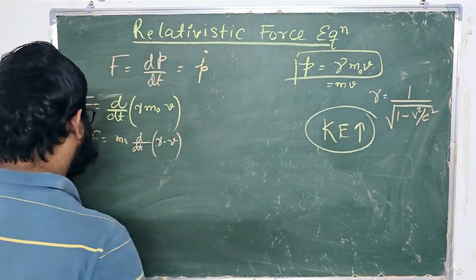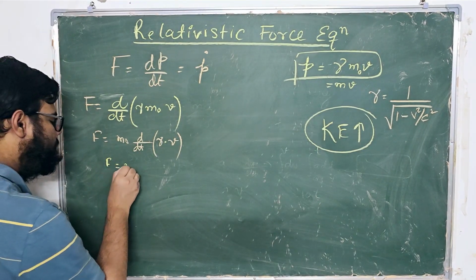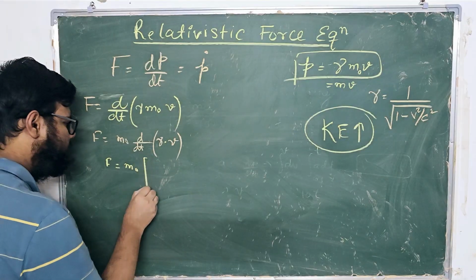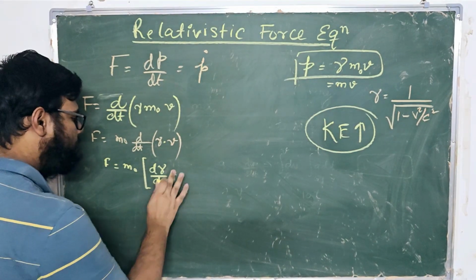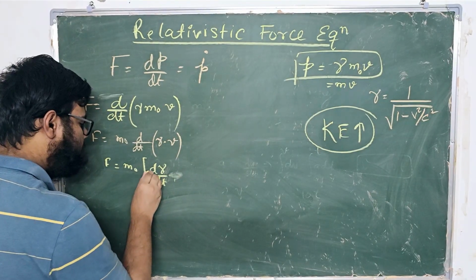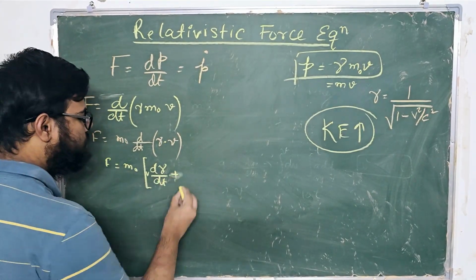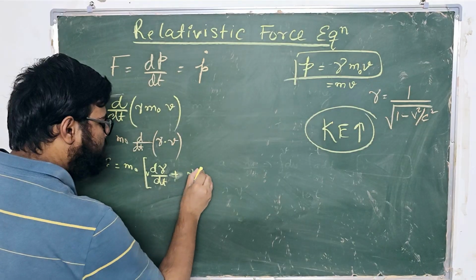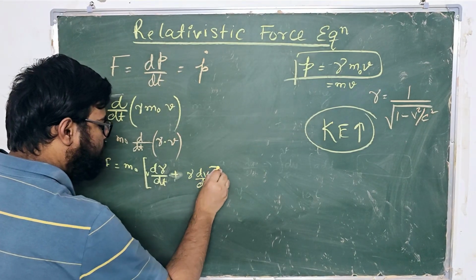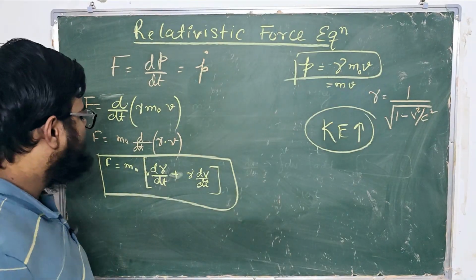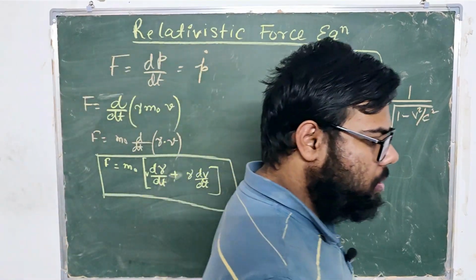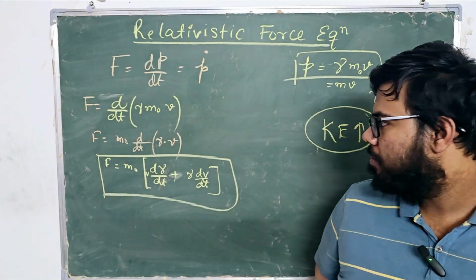So now just use differentiation over here. F is equal to m naught times d gamma by dt times velocity plus gamma times dv by dt, correct? Now this is the actual equation of force which we will be using, right?